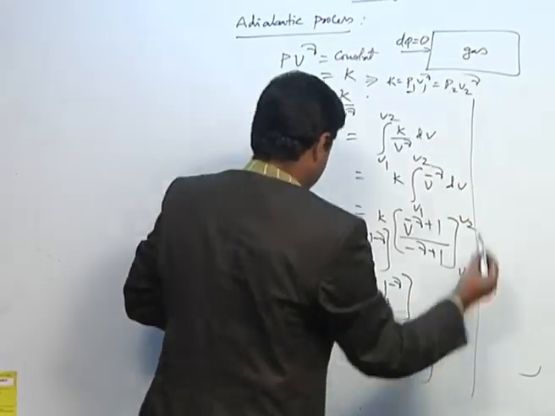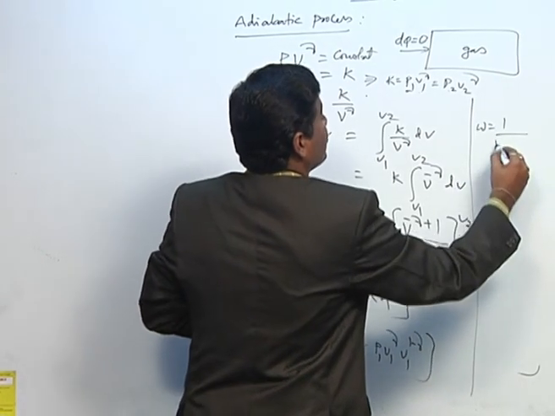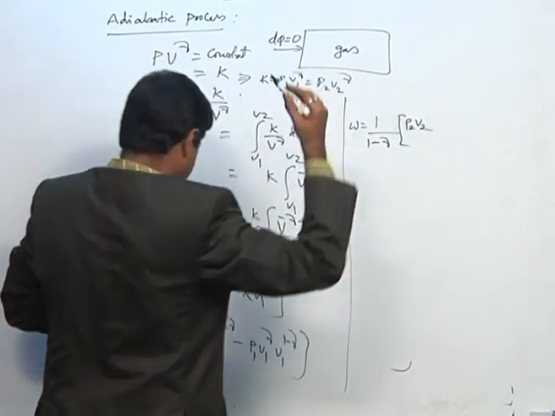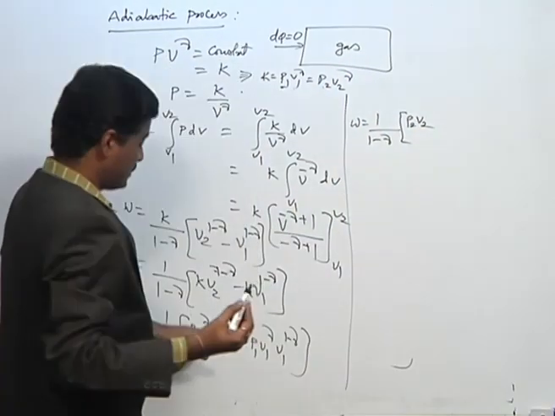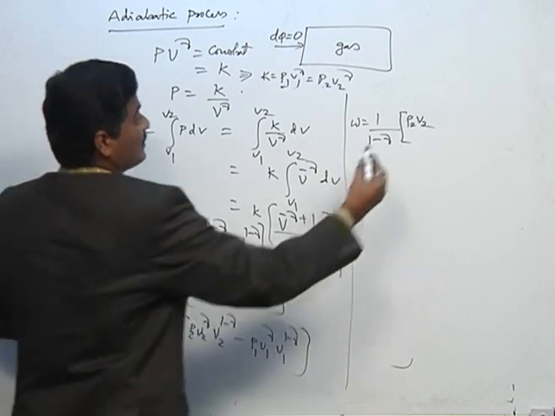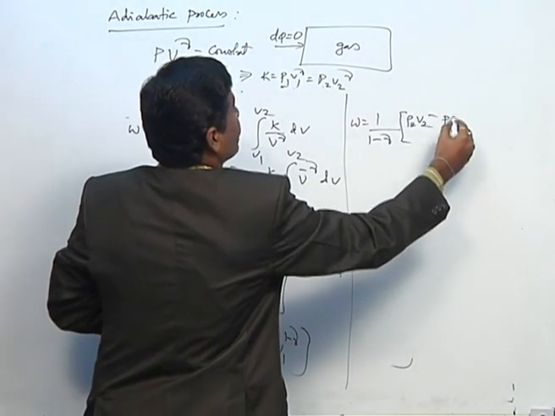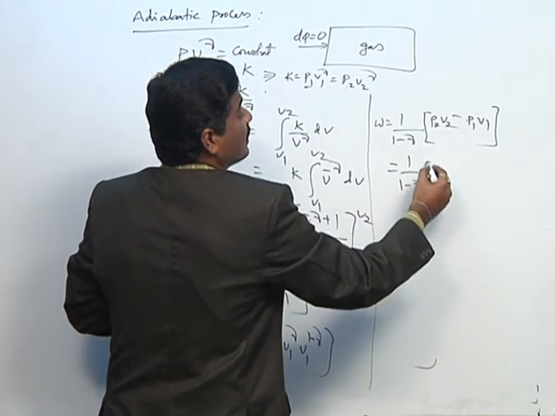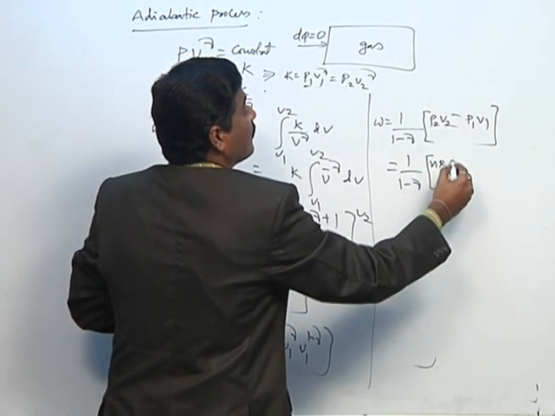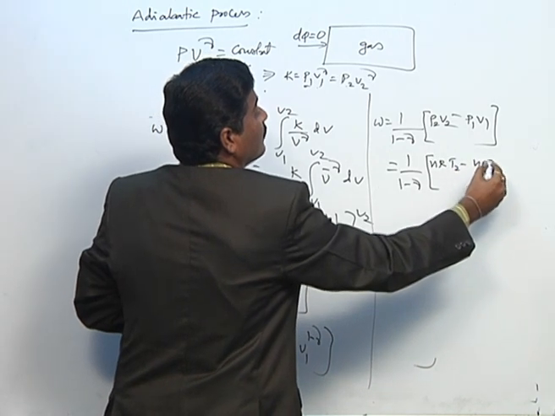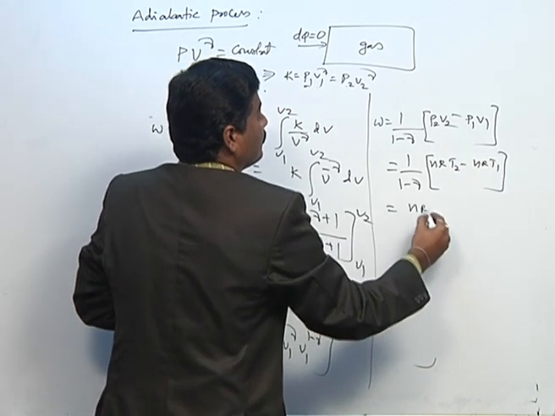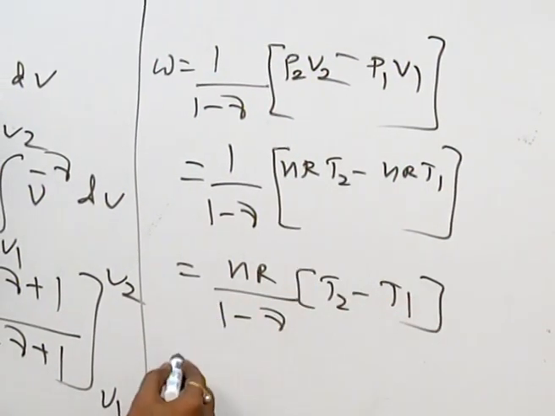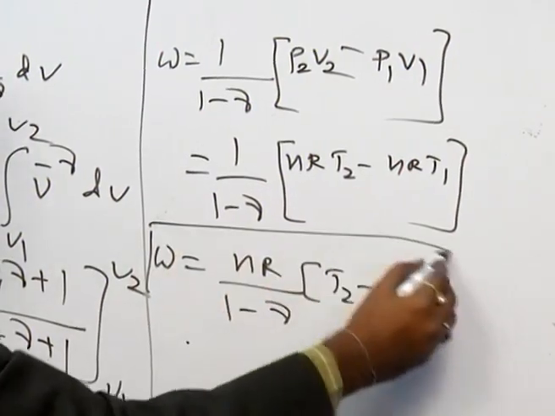So finally what we got is W is equal to 1 by 1 minus gamma into P2 V2 to the power of gamma plus 1 minus gamma, where gamma cancels, minus P1 V1. Now from the ideal gas equation PV is equal to nRT, we can write nRT2 minus nRT1. So W is equal to nR by 1 minus gamma into T2 minus T1. This is the work done in the adiabatic process.